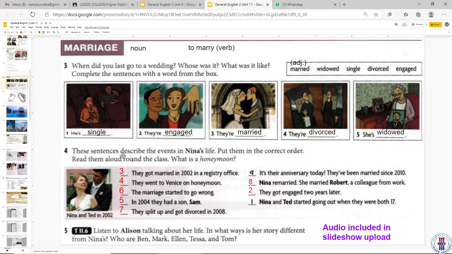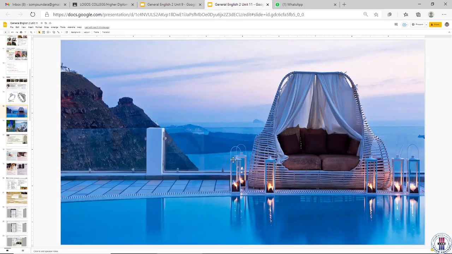Exercise 4. They want you to describe the events in Nina's life. It says put them in the correct order. Read them aloud. And it asks, what is a honeymoon? A honeymoon is something you go on. After your wedding day, you're done, then you go on a vacation somewhere very romantic, where it's just you two.